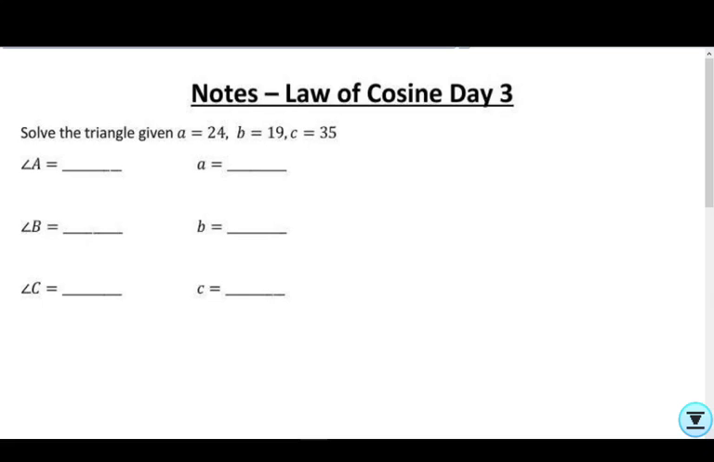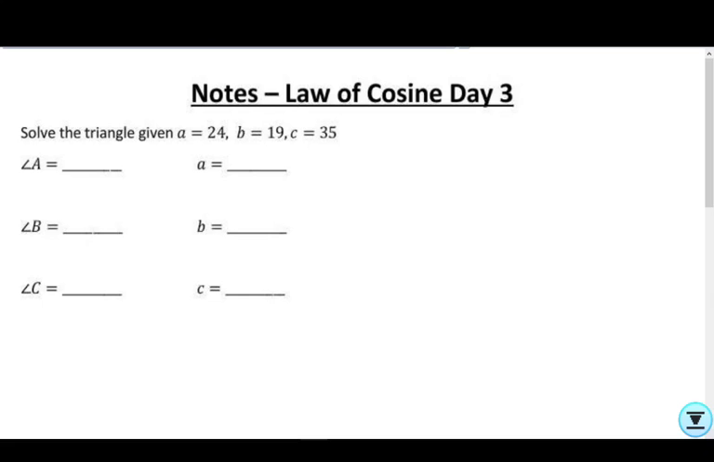Okay, so we're going to be doing law of cosines. Today's the last day where I'm going to tell you which law we're going to be using. After today, you're going to have to figure out which one you use specifically based on the information they gave you. Some will be law of cosines, some will be law of sines. But today is the last day we're actually going to be solving law of cosines.